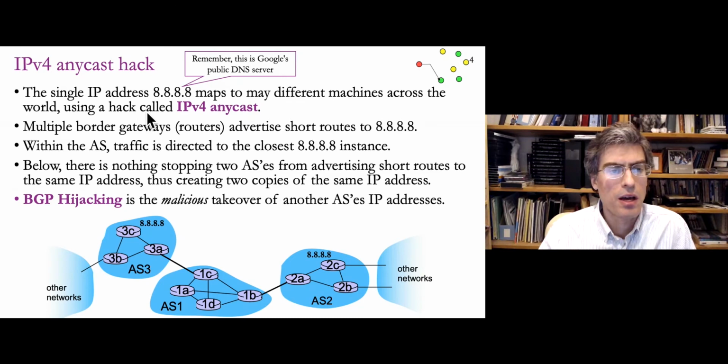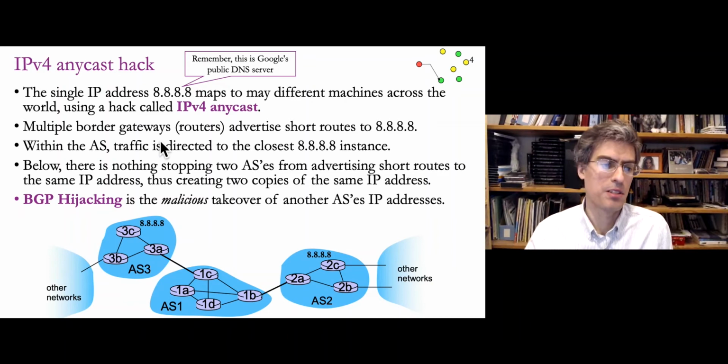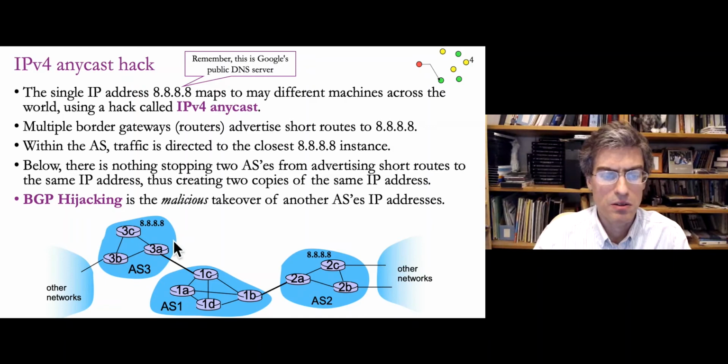Okay, I call this a hack because it's not really built in. It wasn't intended. We're using the IP protocols in a way that it wasn't intended to accomplish this. And basically the way this works is that we have different border gateways, which is to say routers, advertise short routes to this particular destination. And around the world, traffic will be routed to whichever one of those multiple border gateways is closest.